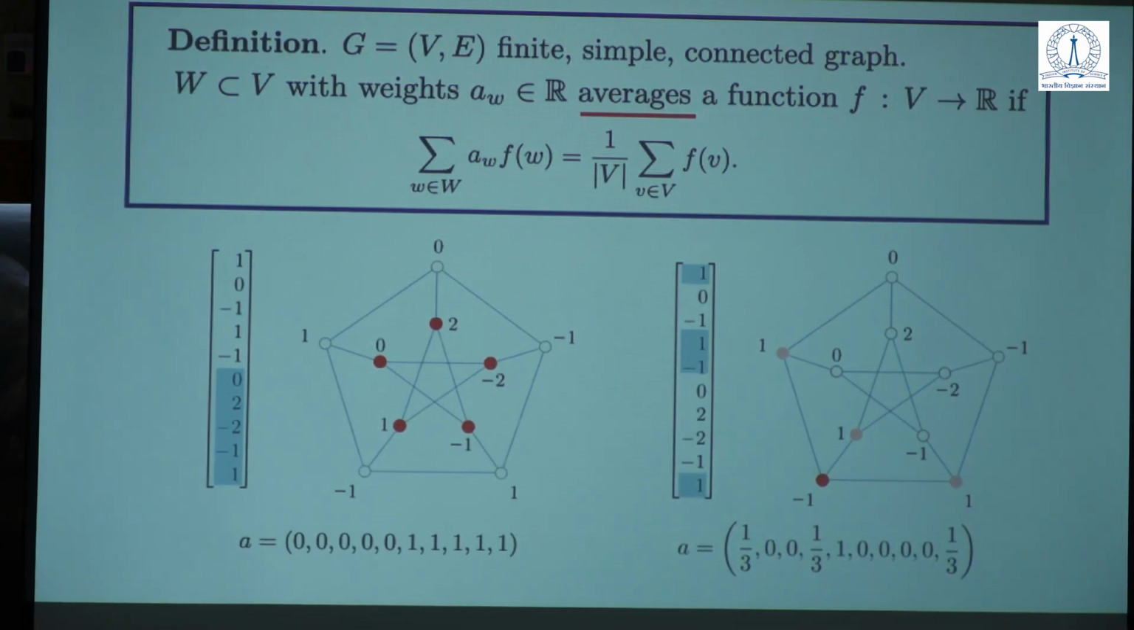Okay? So this is a more interestingly weighted subset of vertices that will also average this function. Okay, so there are many choices. There's the uniform one we saw first. Now there is another one. But you see, when you allow weights, you can get away with 4 vertices.